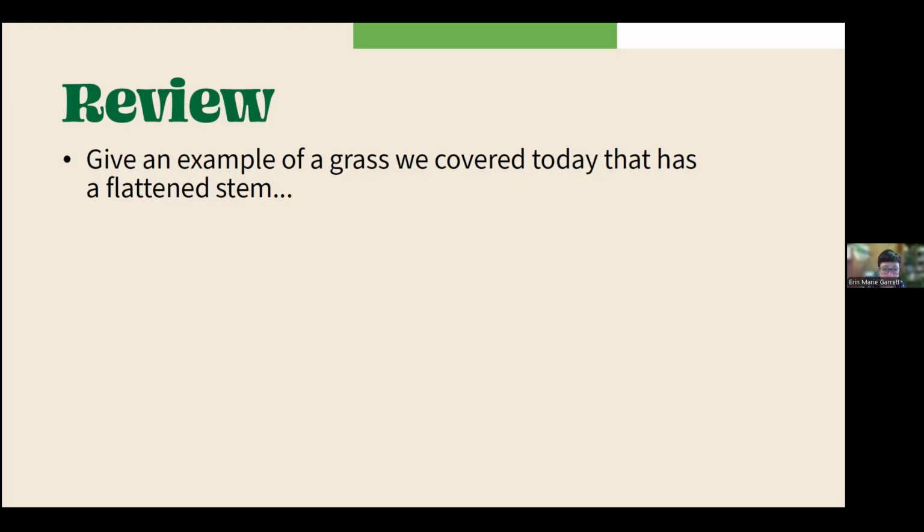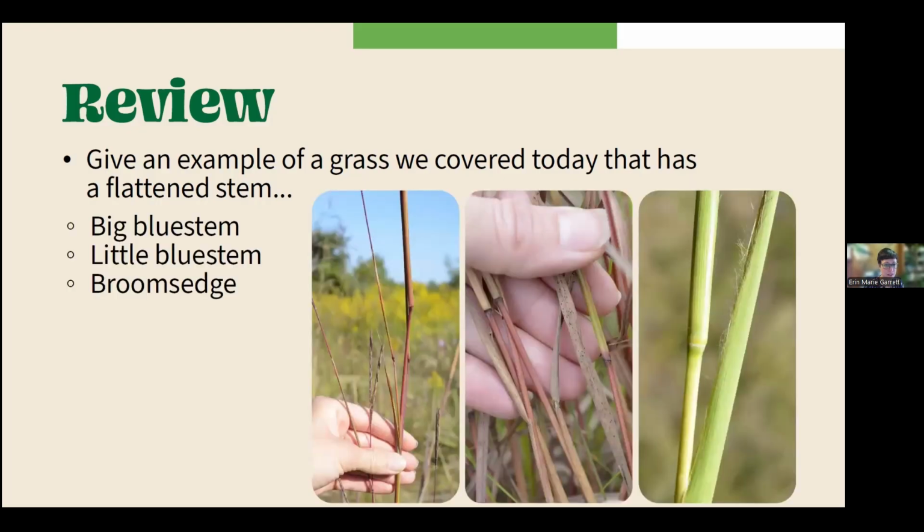Our next review is a grass that has a flattened stem. Again, there were a few different ones that had that flattened stem characteristic. Which ones do you remember? Put them in the chat. Awesome. Great. Yes, we looked at three: big bluestem, little bluestem, and broomsedge are all going to have that more flattened stem rather than round.